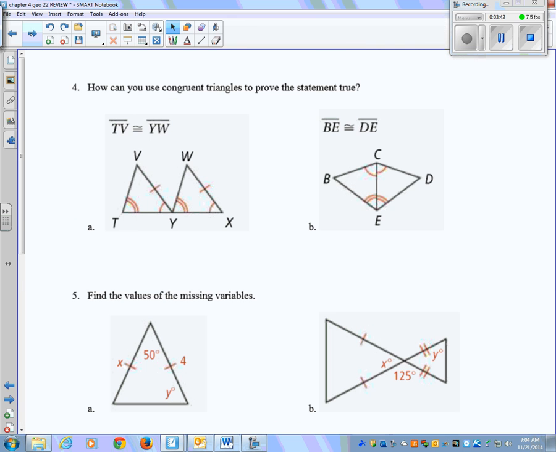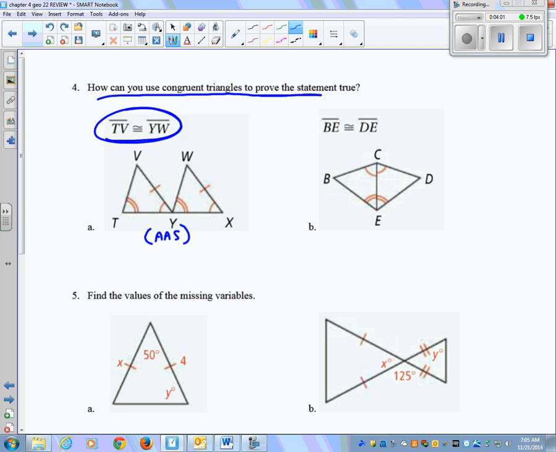All right, look at the next page. How can you use congruent triangles to prove the statement true? Both of these, you can use congruent triangles. Here we could prove the triangles congruent by AAS, but this question is asking what can we use to prove these two are congruent after we know these triangles are congruent.